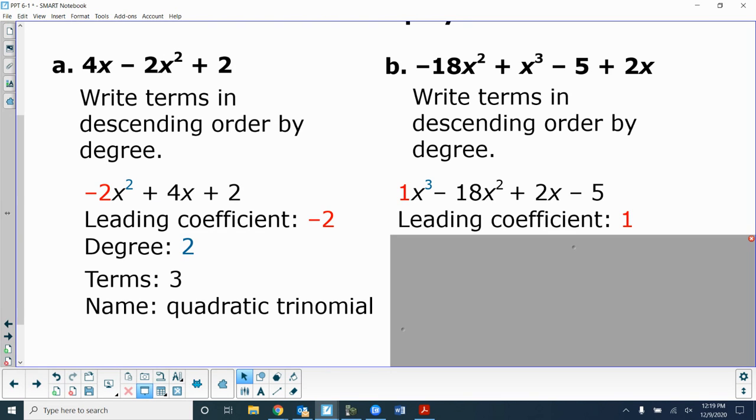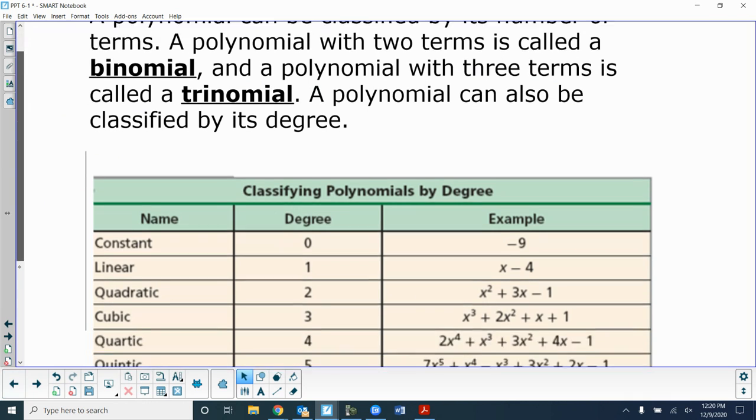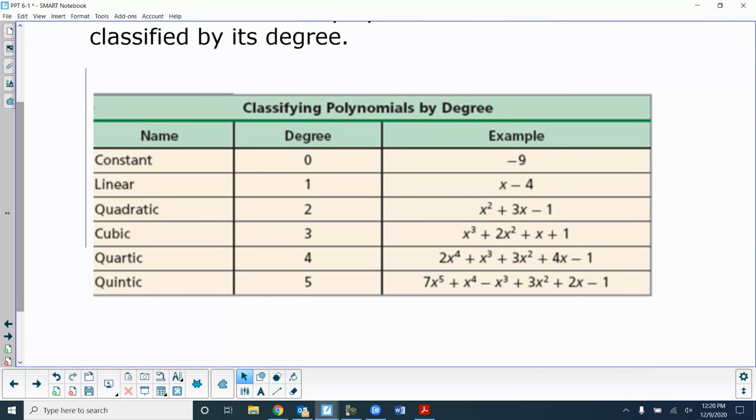Just the first term, once you get it in the right order. Don't try to add them all up. Okay? We got 4 terms. So what's its name? Autumn. You go by degree, not how many terms. You don't go by terms, you go by degree as far as the first part of it. Okay? These go with degree.